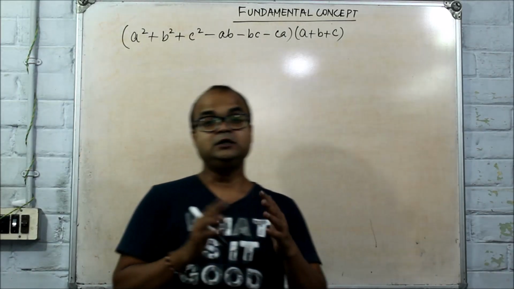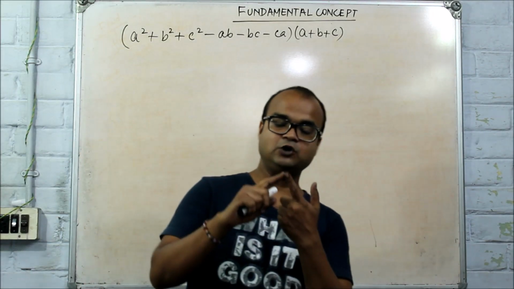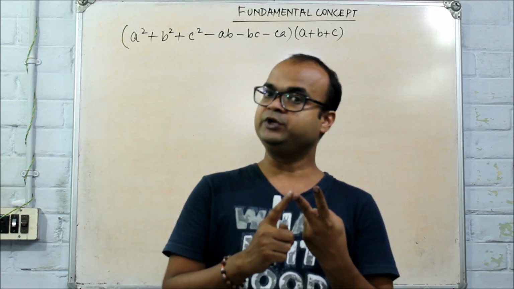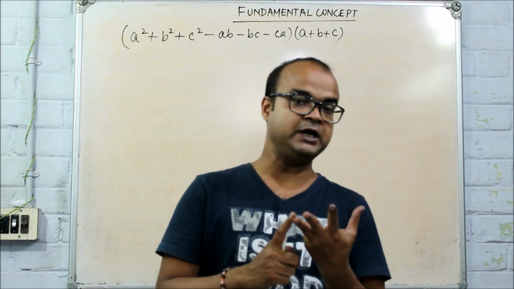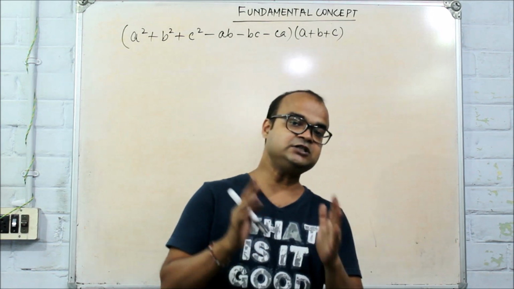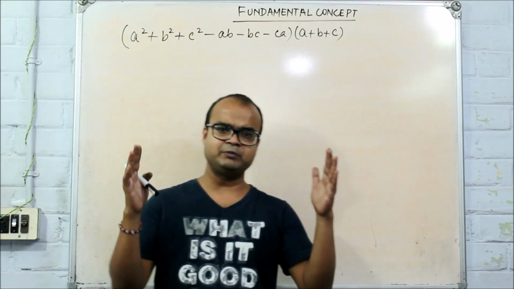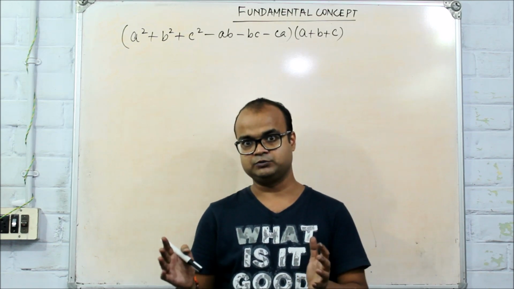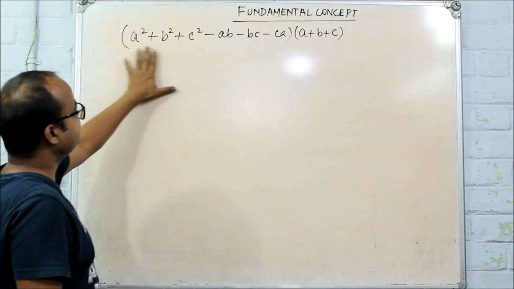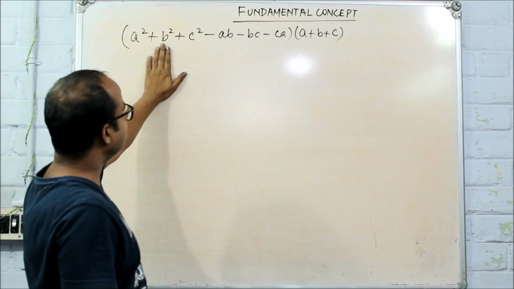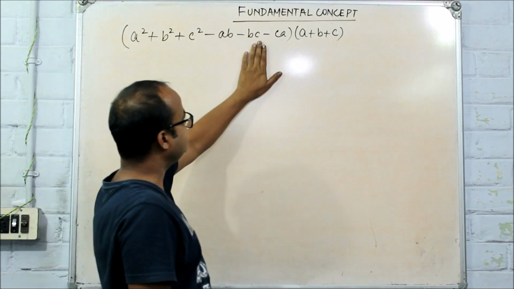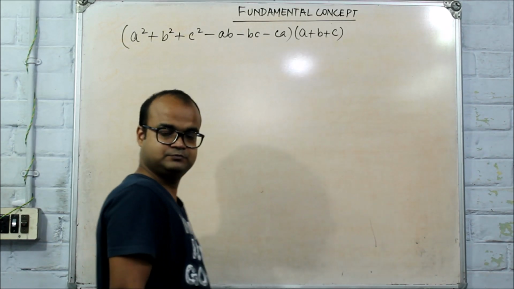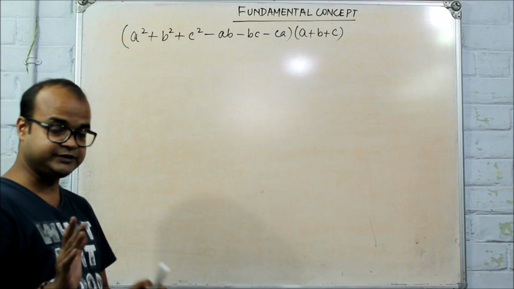So till now we learned how to multiply a monomial with another monomial, a monomial with a binomial, and a binomial with a binomial. Now we'll take the general multiplication. That means you need to multiply one polynomial with another polynomial. For instance, we'll take this example: a square plus b square plus c square minus ab minus bc minus ca multiplied with a plus b plus c. Clear? So we follow the same thing.